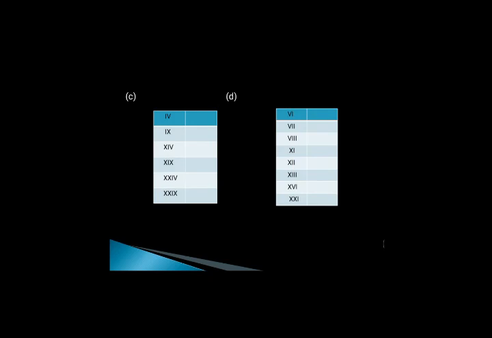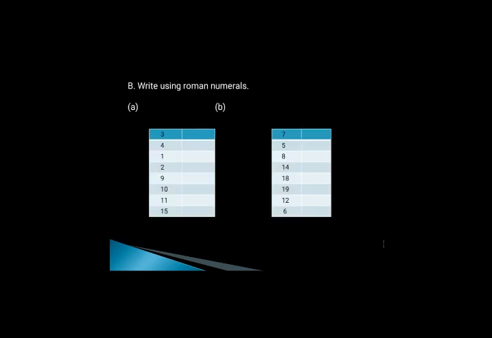Here also 2 more parts are there in which you have to write down the Hindu Arabic numbers. Now the next question is, write using Roman numerals. See, in the previous question you have written the Hindu Arabic numbers, right? And now here the Hindu Arabic numbers are given and you have to write the Roman numerals for these numbers. Okay?